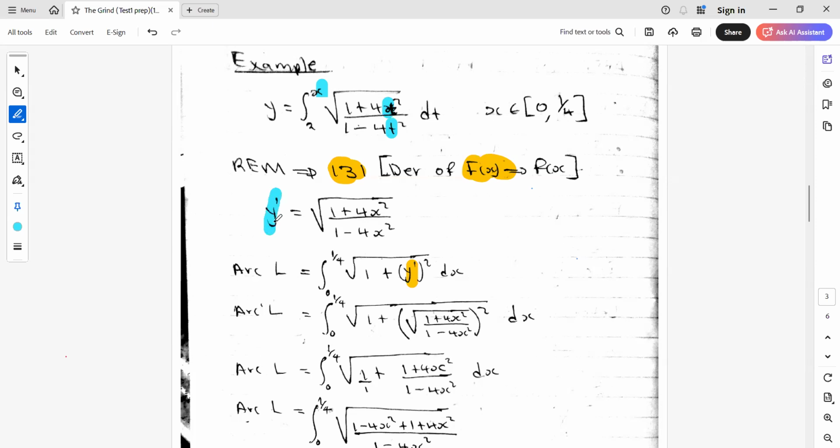So y prime is going to be equal to the square root of 1 plus 4x squared divided by 1 minus 4x squared. That's the derivative of the definite integral that you were given. Okay, it uses the method that I taught you from MATH141.